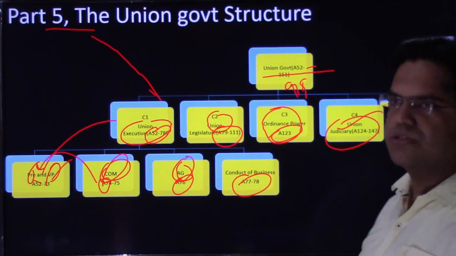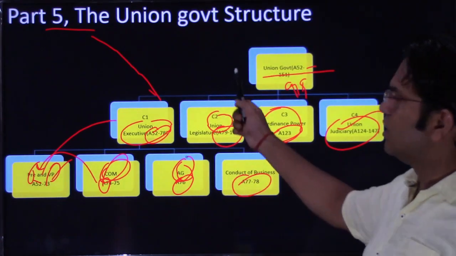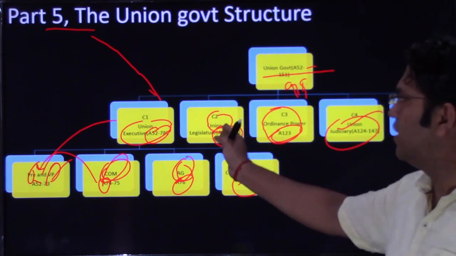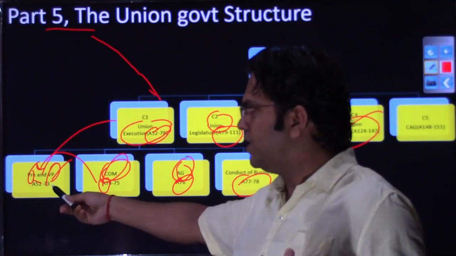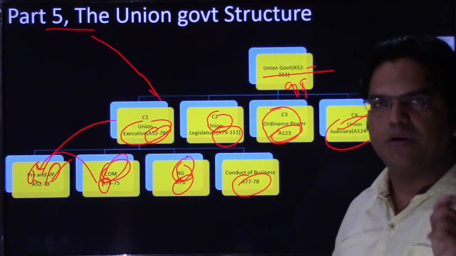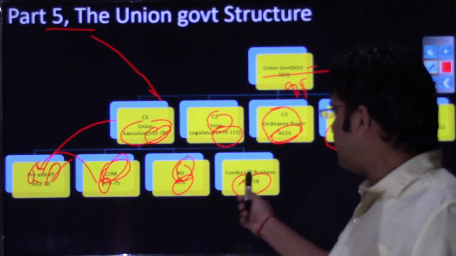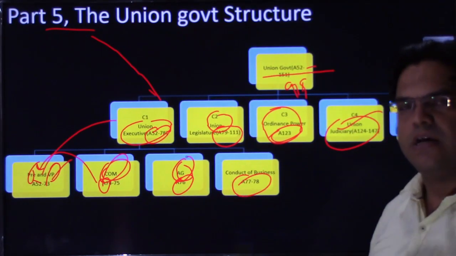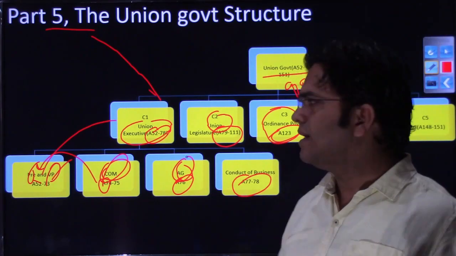I hope this structural part is clear to you, part 5 is clear to you, because throughout part 5 of Lakshmikant we will be dealing with these things only. In Union Executive we will be dealing with these chapters. You already have the chapter on President, Vice President, then Council of Ministers, we have a chapter on Prime Minister, then cabinet system. All these things will be dealt with in articles 77 and 78, that is how the cabinet functions. Then Attorney General, you already have a dedicated chapter.